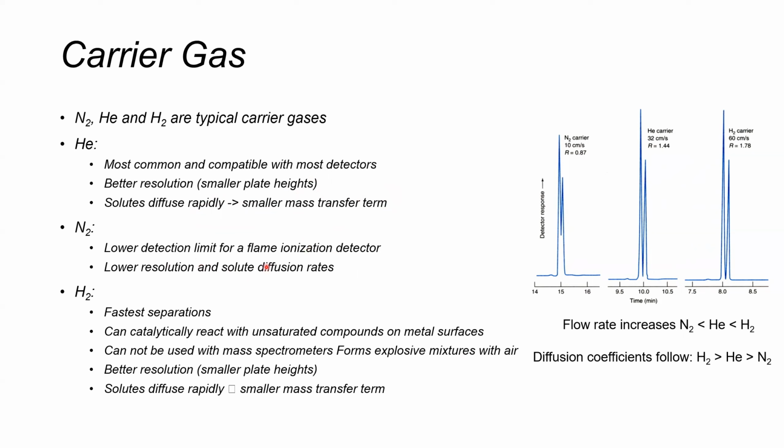Nitrogen, however, has a lower detection limit for a flame ionization detector and has lower resolution and solute diffusion rates. Hydrogen produces the fastest separations, can catalytically react with unsaturated compounds on metal surfaces, and cannot be used with mass spectrometers because it forms explosive mixtures with air. It offers better resolution and smaller plate heights. Solutes diffuse rapidly because there's a smaller mass transfer term. So the flow rate increases from nitrogen to helium to hydrogen. And the diffusion coefficient of hydrogen is larger than helium, which is larger than nitrogen.